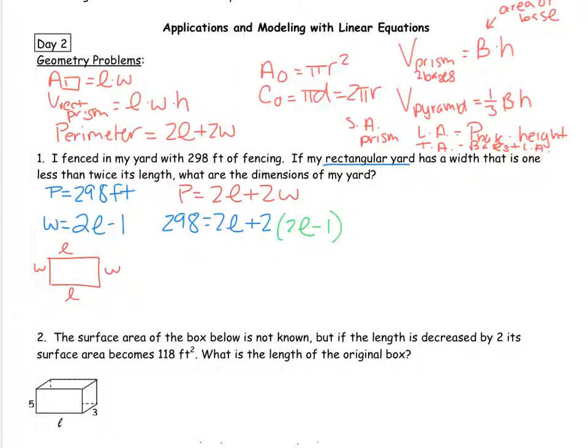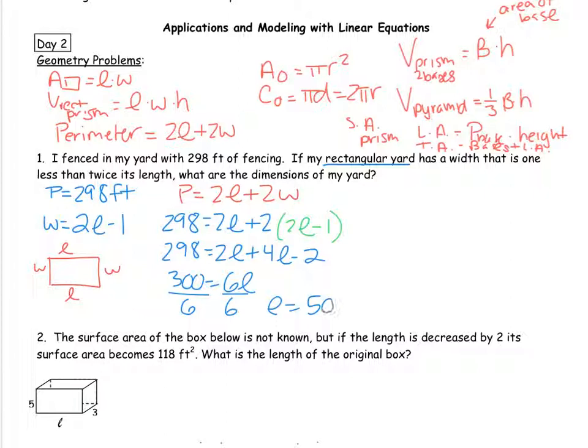Now you've got this all in terms of one variable, so you can just go ahead and distribute, combine like terms. So we've got 6L is 300, divide by 6, so I get that L is 50 feet.